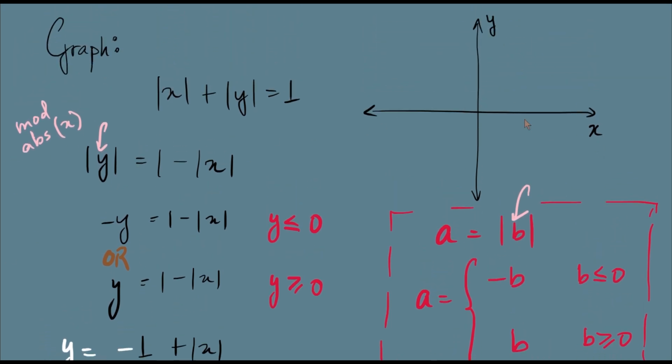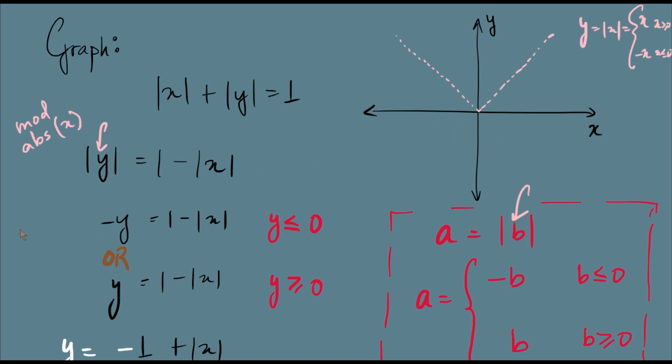The graph of y is equal to mod x is actually a combination of two graphs. y is equal to x when x is positive, and y is equal to minus x when x is negative. So it will look something like this. y is equal to x when you're on the positive x direction. y is equal to minus x, a line with a slope of minus 1, when you're on the negative x direction.